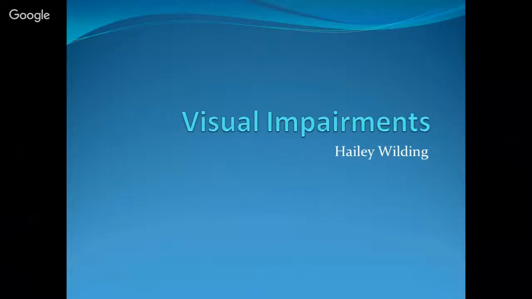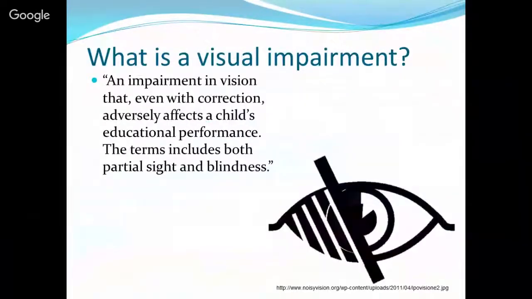This really interested me because I have a visual impairment. I wear glasses. So what is a visual impairment? It's been defined by multiple different things. This is the best definition I could find, which is an impairment in vision that, even with correction, adversely affects a child's educational performance. Terms include both partial sight and blindness. So visual impairment doesn't necessarily mean that the student has blindness. It could just mean that their eyes are beginning to change, and so they need the glasses in order to help correct that.